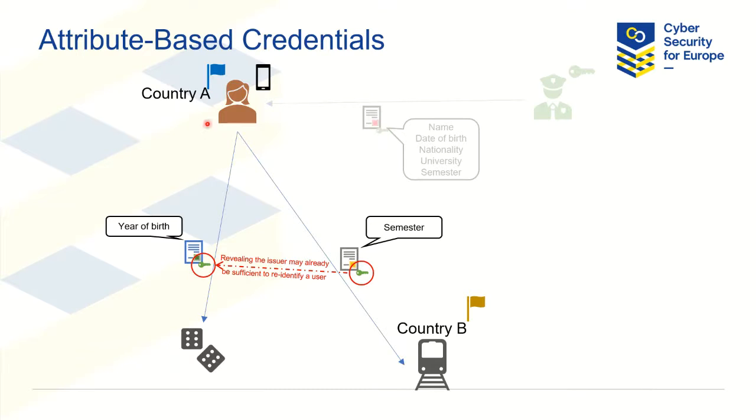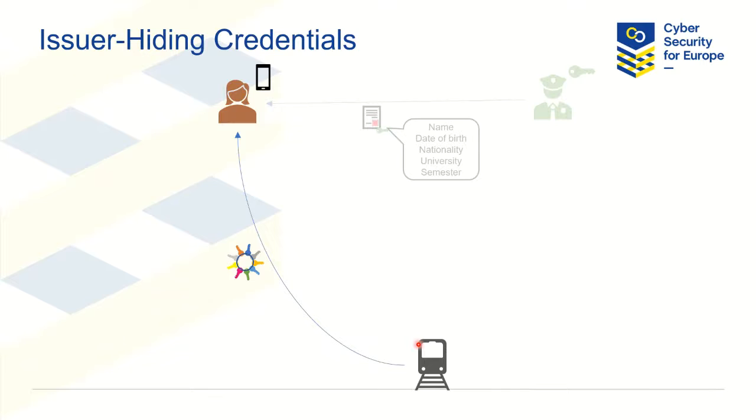Just imagine a student from country A that visits country B and buys train tickets in country B. Now, the student only needs to prove that she is currently subscribed at some university, but there might not be too many students from country A traveling in country B, so by revealing the issuer's public key, the train provider can link different actions by the same user, because the train provider can re-identify the user simply based on the issuer of the certificate. This problem is addressed by issuer-hiding credential systems.